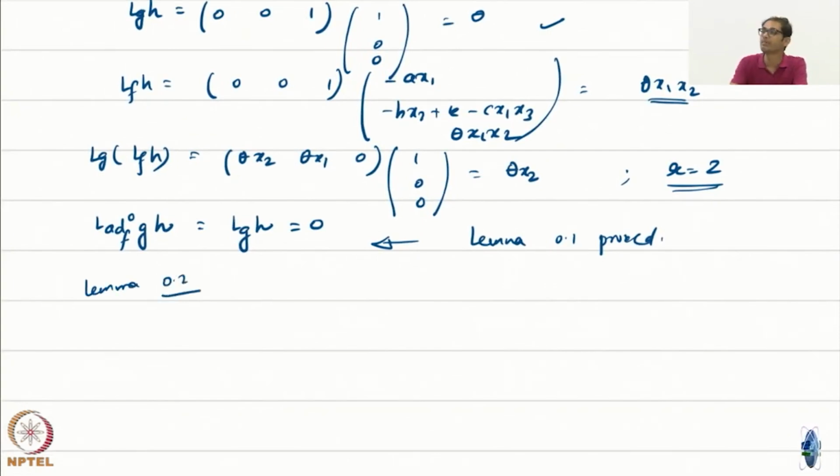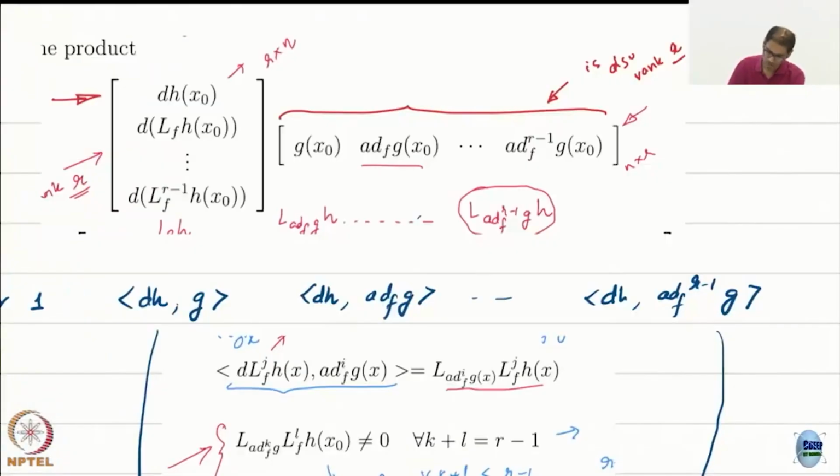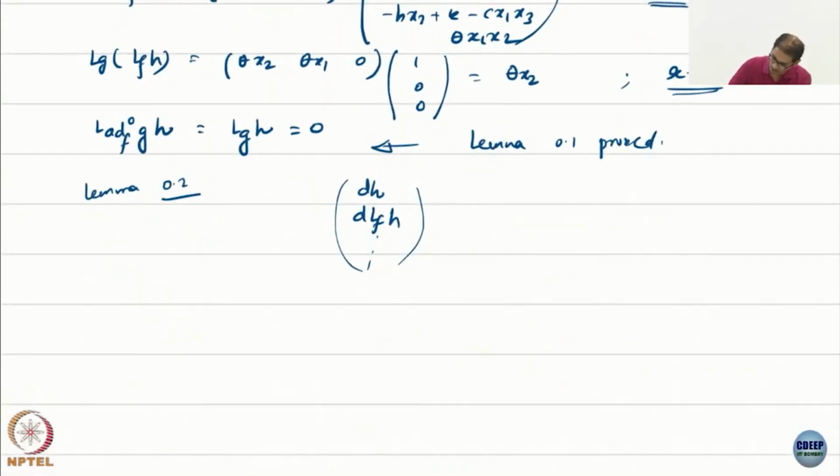It was the linear independence. Alright, linear independence of dh, dLfh and so on. In this case, how far do I have to go? Only till r minus 1. So what is r minus 1 in our case? It's 1. So I just have to go till Lfh. Yeah, that's it.